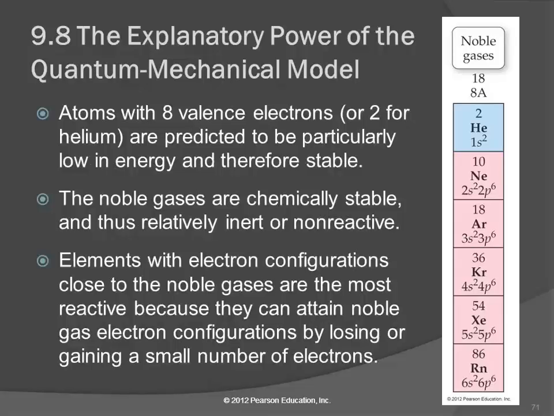Well, what about group 7A? Group 7A has 7 valence electrons. They're almost there. And so they're actually very reactive, because if they could just get one more electron, then they would have that magic number of 8 electrons.